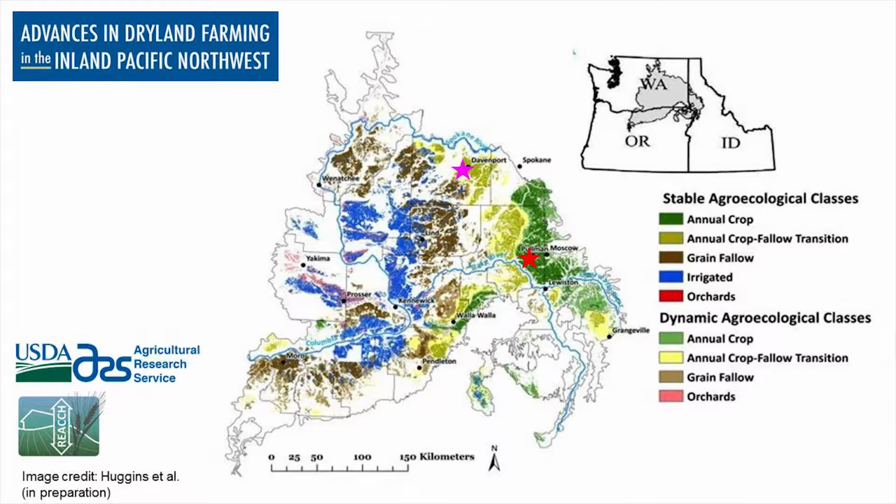Climate influences cropping systems that producers choose. For example, in the Palouse near Pullman and Moscow, indicated by a red star on the map here, producers rely on sufficient soil moisture and do not need to fallow their fields, typically.